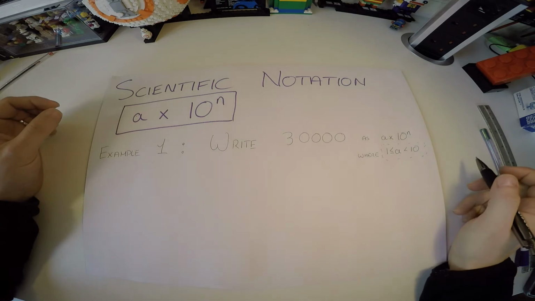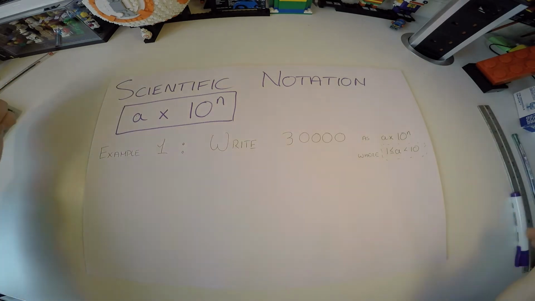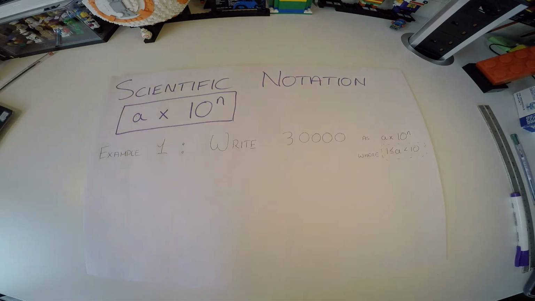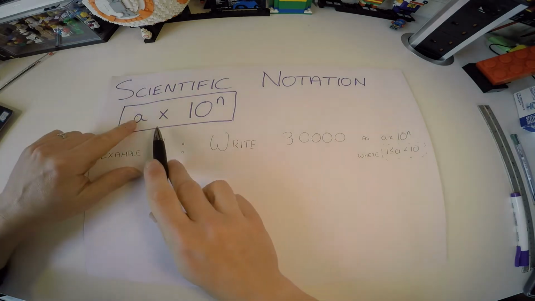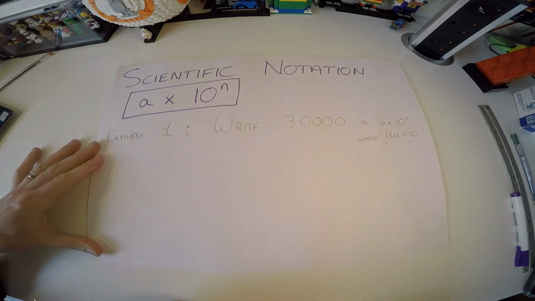Okay, this is scientific notation, so you do get it a lot in the Junior Cert, and you always have it if you're doing a science subject. So you have to write numbers as a × 10 to the power of n. So how do you do it? Well, I'll show you my method for doing it.